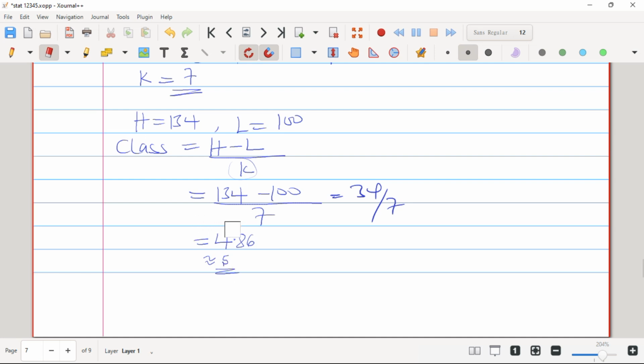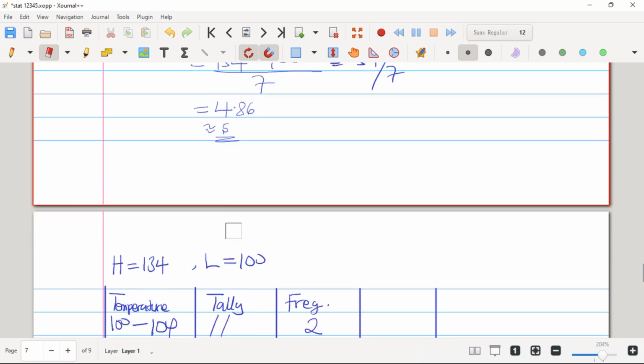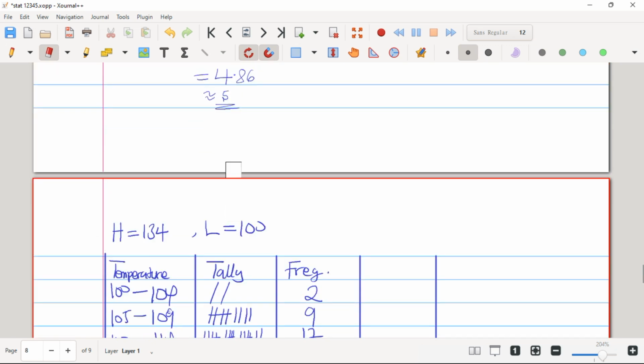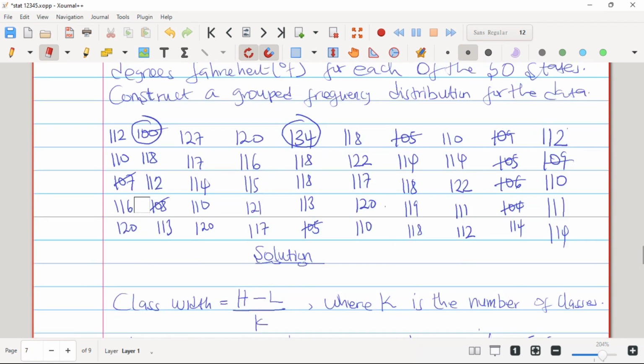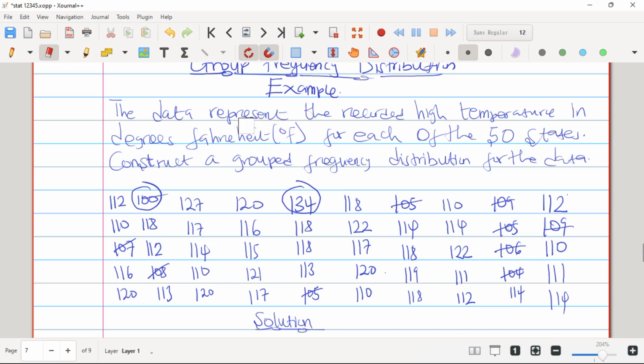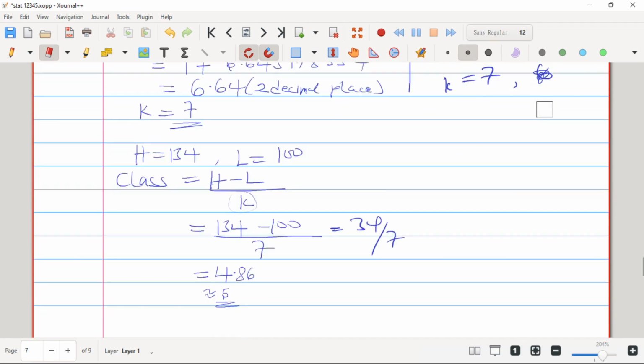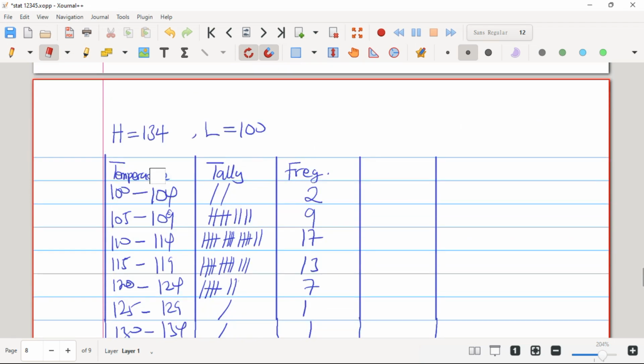This class width is surely going to help us to get our class interval, right? So here our intervals will be within the temperature, the degrees. It was in the question. We learned from the question that the data represent a high temperature recorded. So here our interval will be the temperature.